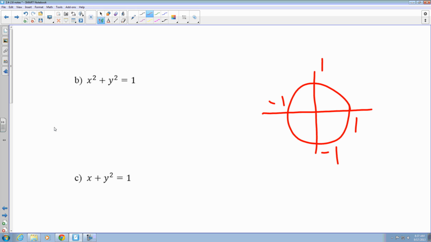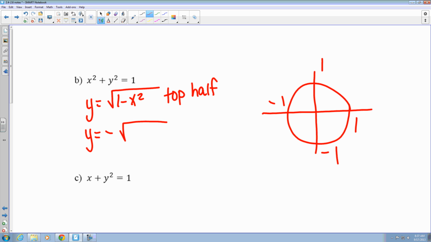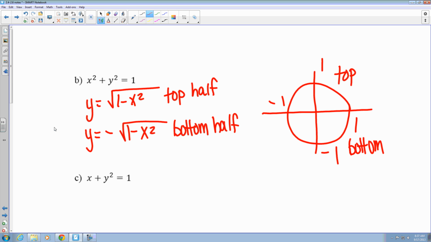Circle radius 1. So the top half, square root of 1 minus x squared, this is the top. And then we would also have the negative. That would be the bottom half. Here's our top, here's our bottom, because we can't just graph that whole thing at once. Y squared equals 1 minus x squared. We have to take the square root, which is why we have two sections to it.